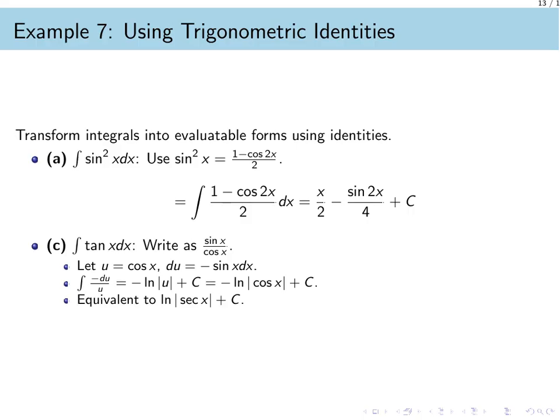Certain integrals require trigonometric identities to transform the function into an integrable form before substitution. For sine squared x, we use the half-angle identity to rewrite it as 1 minus cosine 2x over 2, which can be integrated term by term. For tangent x, we express it as sine x over cosine x. This reveals a natural substitution where u equals cosine x, making the numerator the negative of du. These examples illustrate that you should check if an identity can simplify the integrand before attempting a complex substitution.